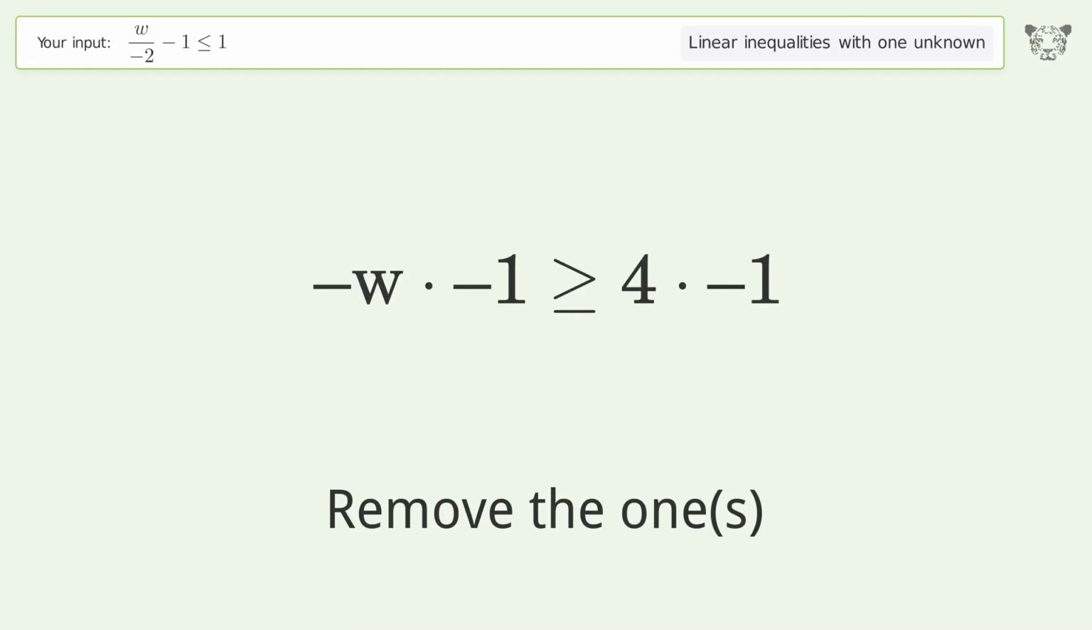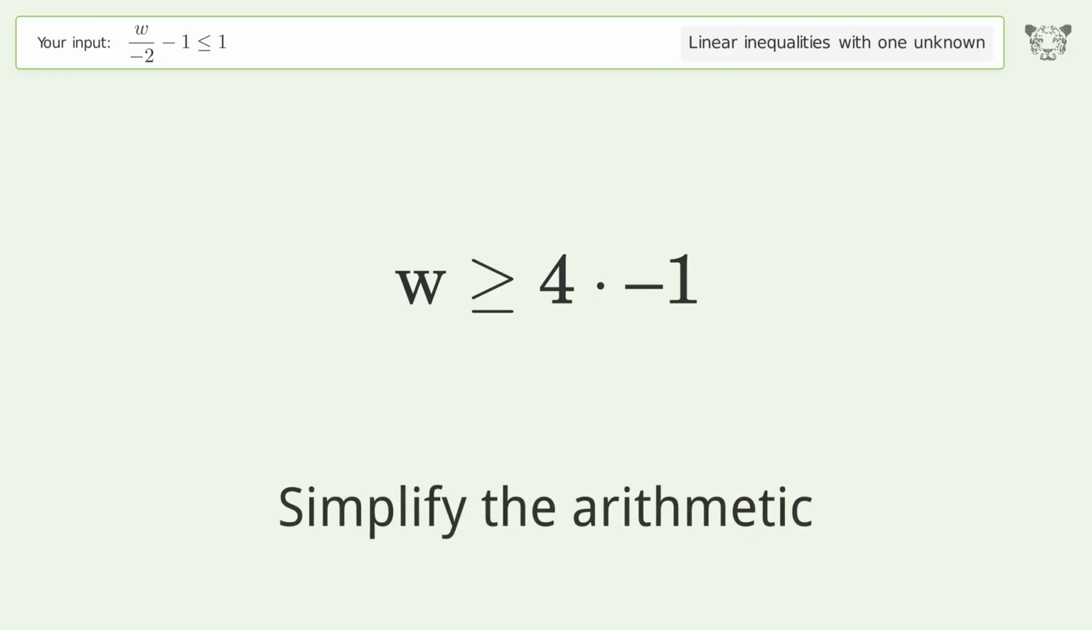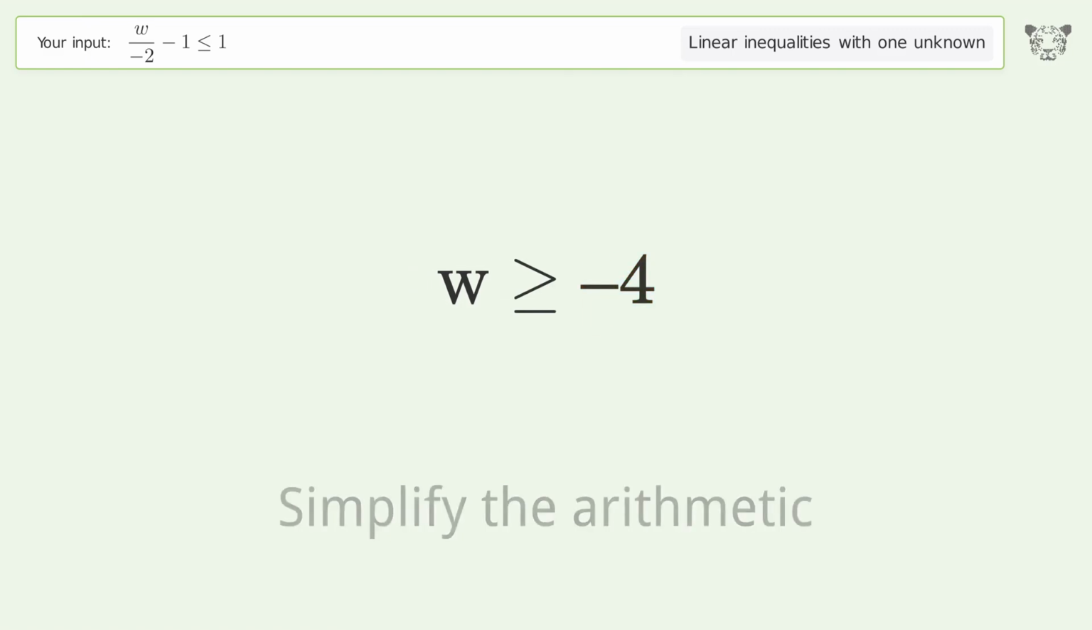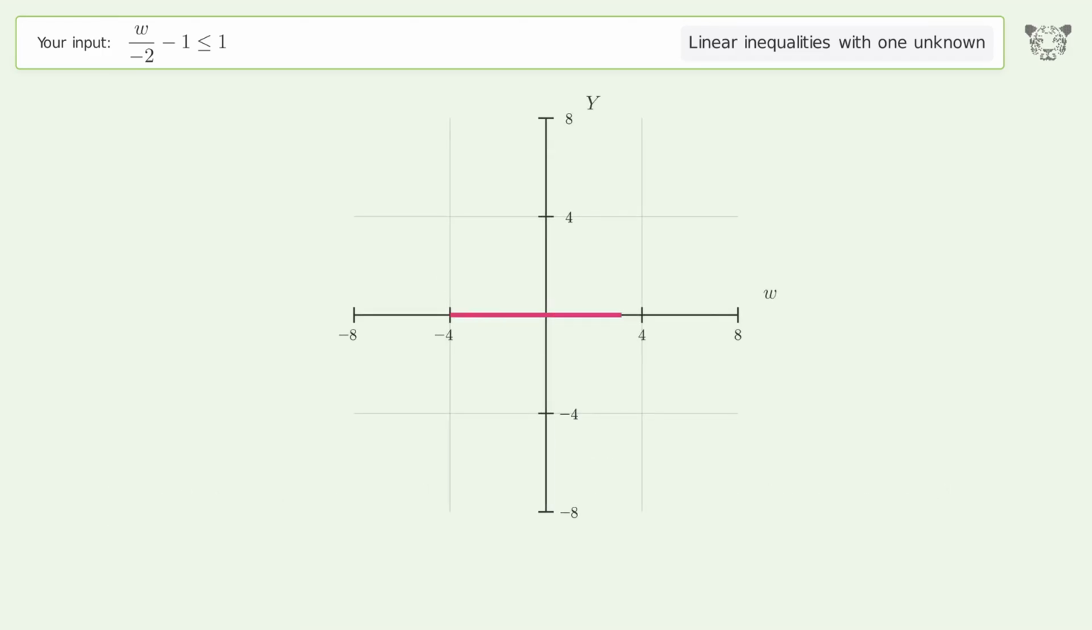Remove the ones. Simplify the arithmetic. Plot the solution on a coordinate grid. And so the final result is w equal or greater than -4.